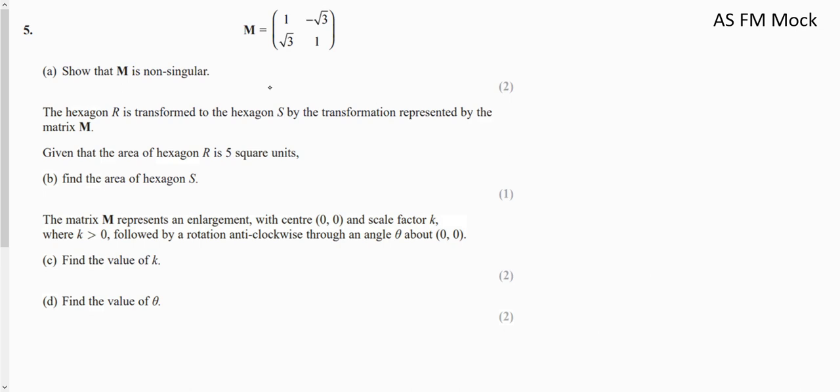Right, so this is a matrices question, and the first part we're going to show is non-singular. You need to remember singular matrices don't have inverses, and they don't have inverses because their determinant is 0, and part of the inverse process is to divide all the elements by the determinant, which you can't do if you want to divide by 0. So we're going to find the determinant.